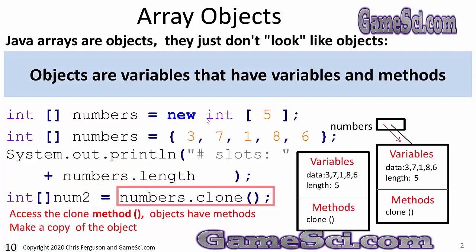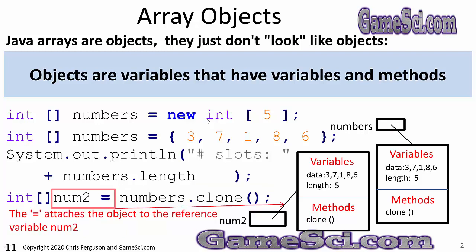Just to remind you how methods work, methods do have parentheses. So I'm going to go to numbers.clone, access the clone method. Notice the parentheses after the word clone. Objects have methods. We are accessing a clone method. The clone method, as the name implies, will make a copy of the object. I'm going to go to numbers. I'm going to access inside of it using the dot operator the clone method. And what the clone method does is make a copy of the object.